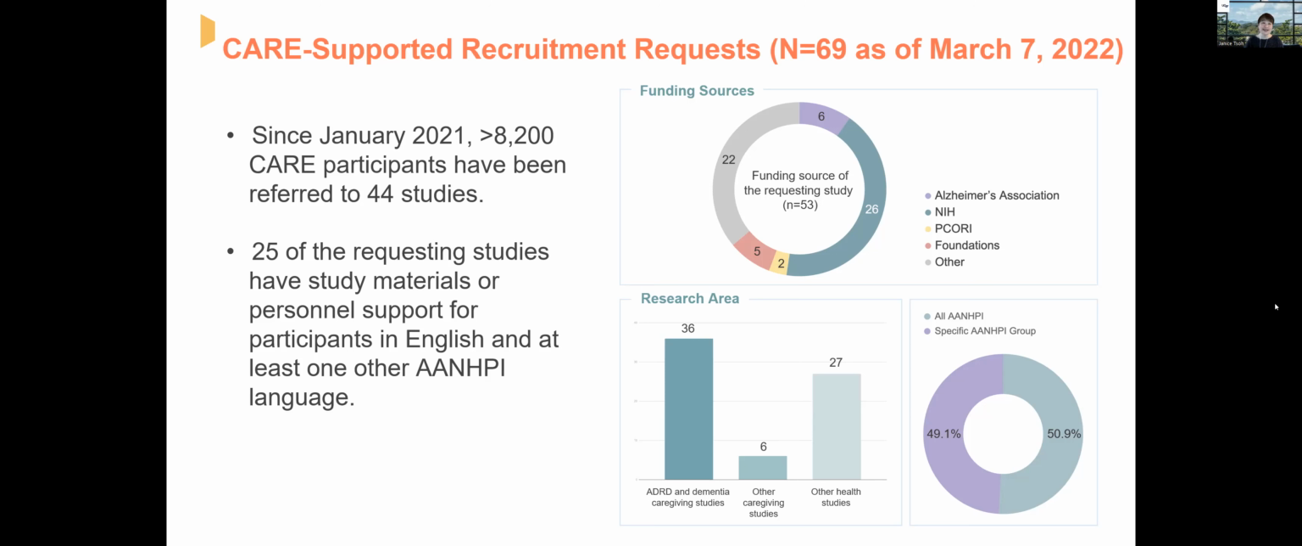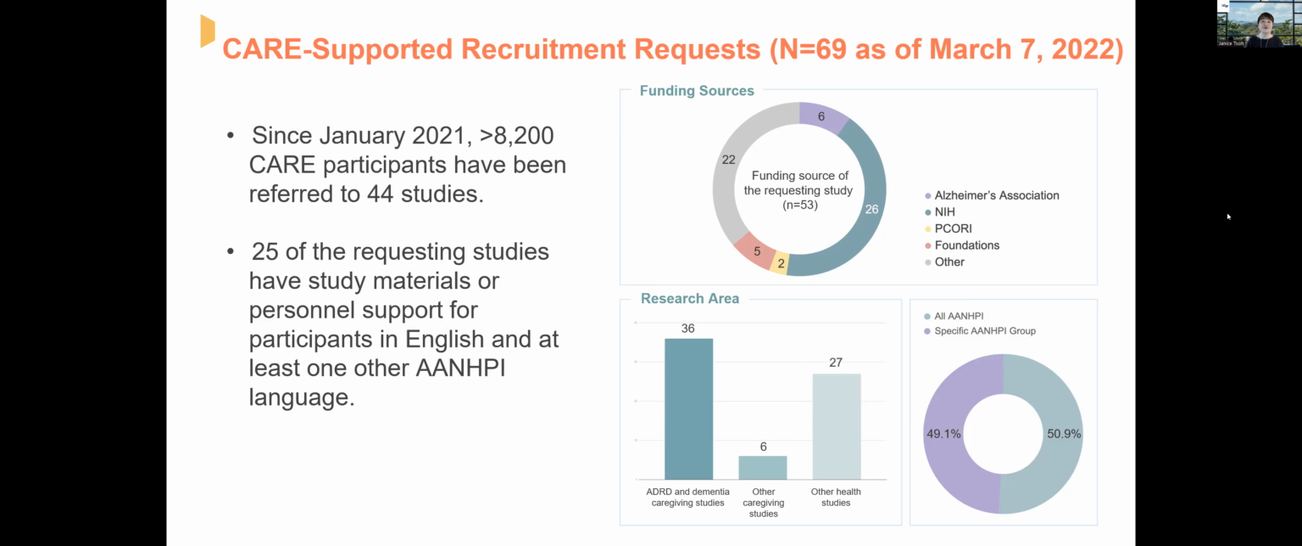25 of these requests have study materials or personnel support for participants in both English and at least one other Asian American, Native Hawaiian, Pacific Islander language. Diving in a little deeper, among 55 of the studies providing funding resources, you can see there is a wide distribution of funding sources, such as NIH, Alzheimer's Association, PCORI, foundations, and other funding resources.